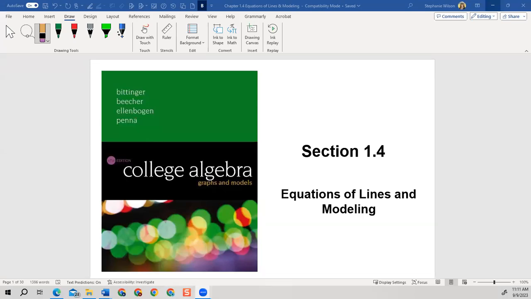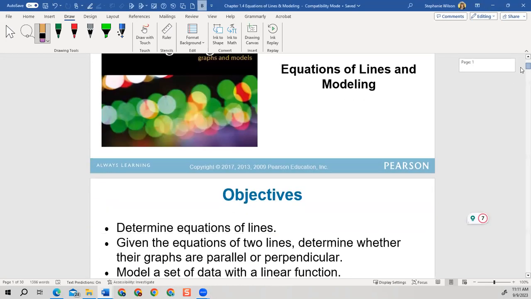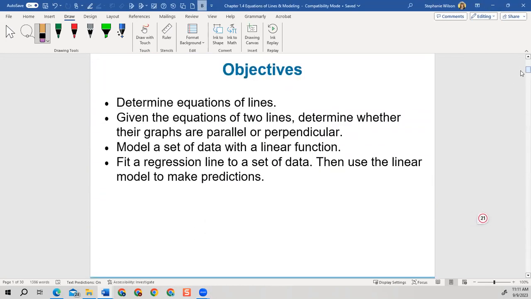Let's talk about equations of lines and modeling. On this next slide, if you want to pause it, go ahead and read over this. These are the objectives we're going to cover in this section.